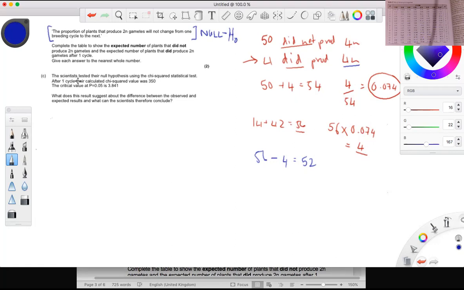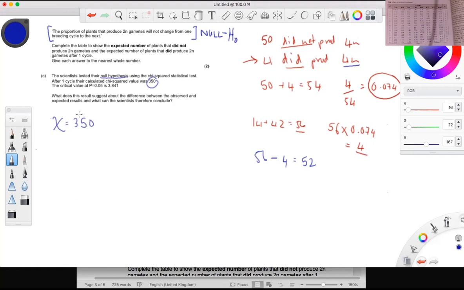So in the question it says the scientists tested their null hypothesis. So there it is. The proportion of plants that produce 2 gametes will not change from one breeding cycle to next, using a chi-squared statistical test. After one cycle, they calculated a chi-squared value of 350. If you remember, we did a couple of these tests, and they ended up with a value of chi-squared equal to 350. What we do with this is go to our chi-squared tables. Up on the camera, you should see the chi-squared tables. We'll go to those in a second.